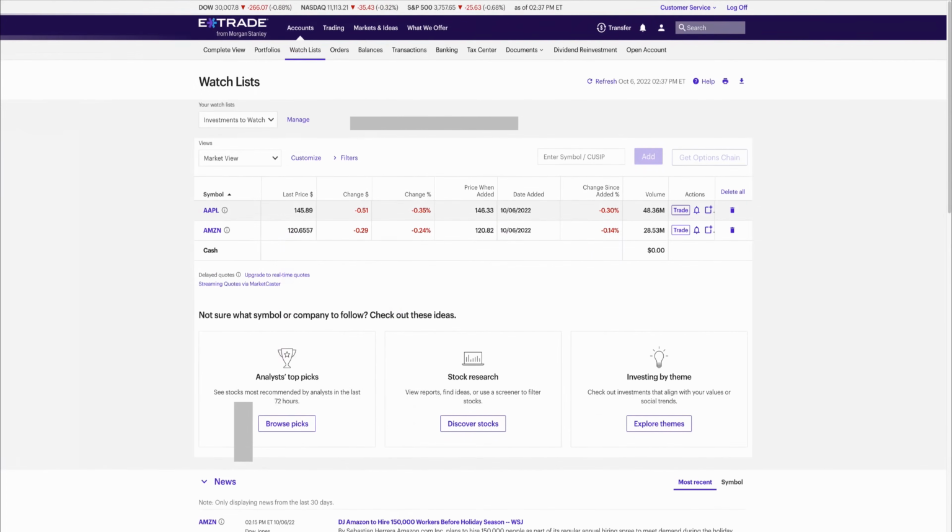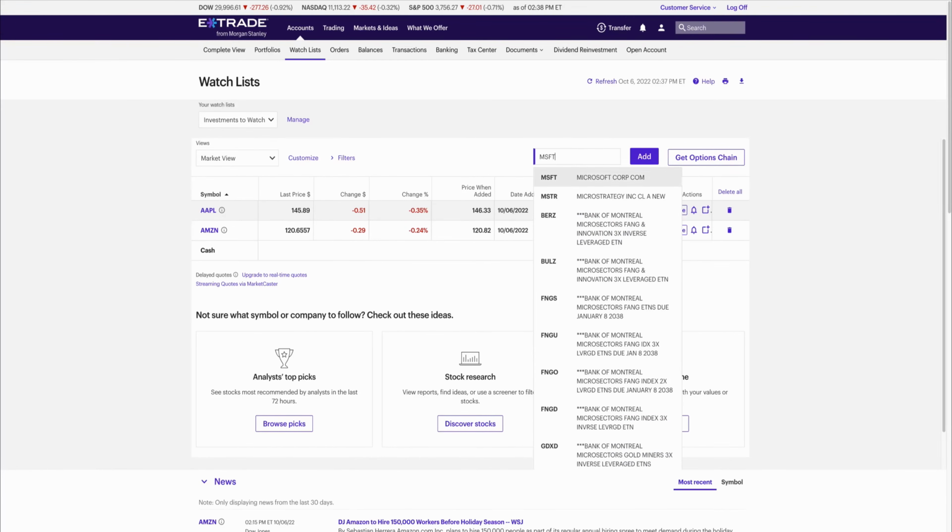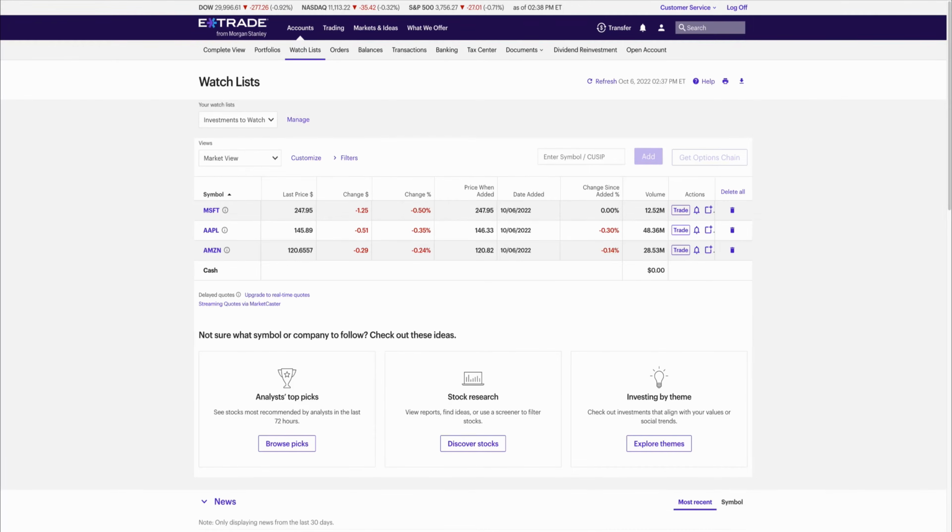Moving forward to the watch list tab, you can add stocks and assets you want to follow. For example, on the account we opened today, I have added Apple and Amazon. You can see their last price, change of the day, and changes since I added them to my list. To add an asset, just enter the symbol, let's say Microsoft, pick the symbol and click Add. You can add as many as you want here, and not only stocks, you can add ETFs as well as other assets. Let's add triple Qs for example.